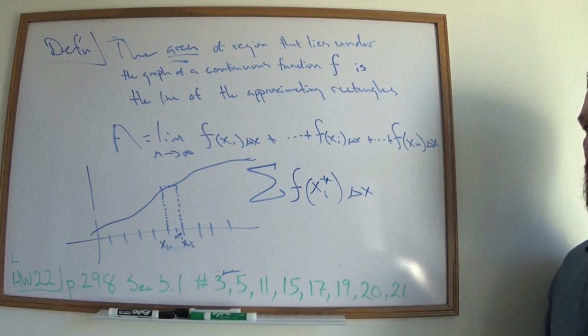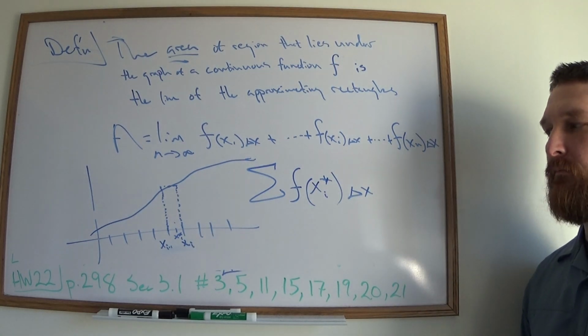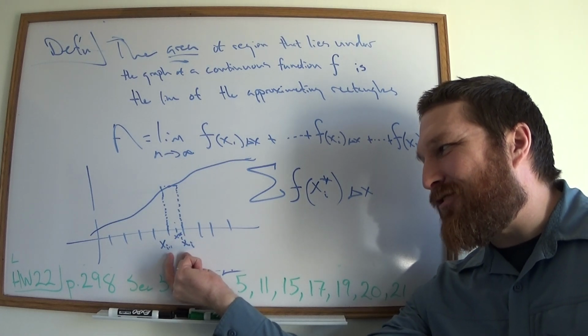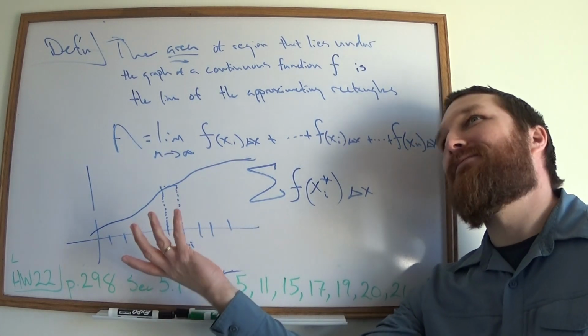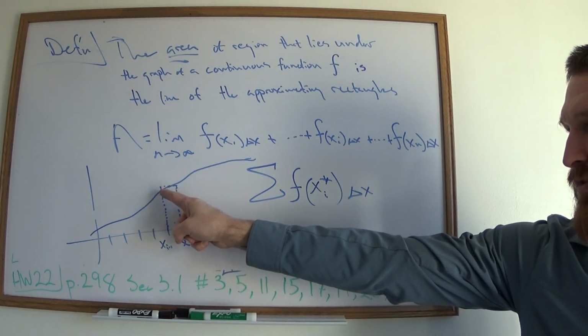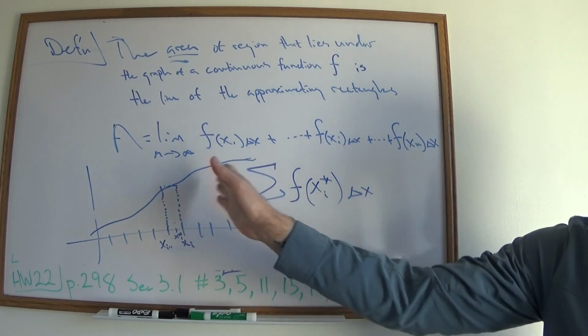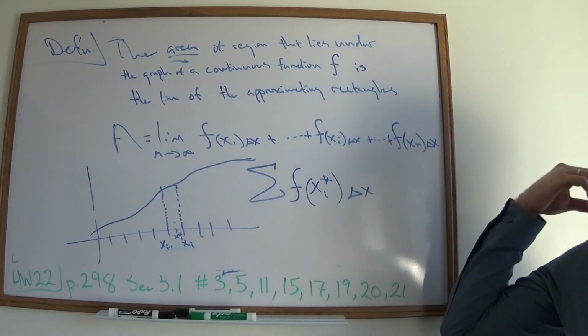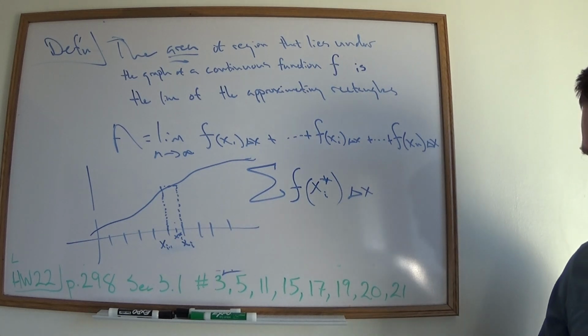Any point that's in there will work. Why? Well, as n goes to infinity, this gets arbitrarily small. Right? And you could see, as that happens, it doesn't matter if you chose a left endpoint, a right endpoint, or somewhere in between. When you take the limit, all of that stuff is going to work out. Okay?